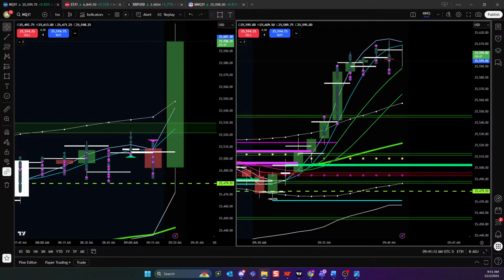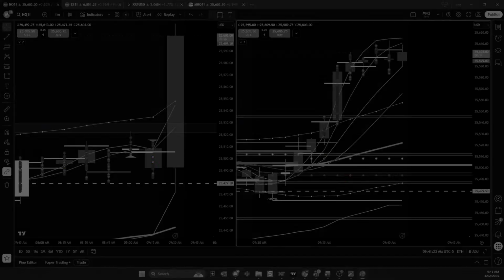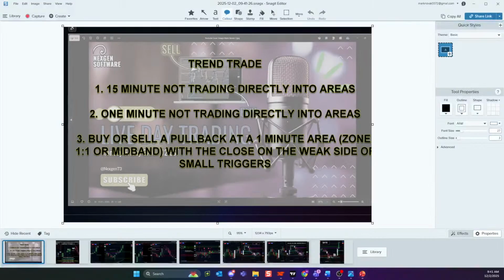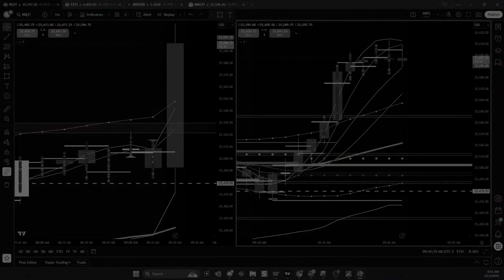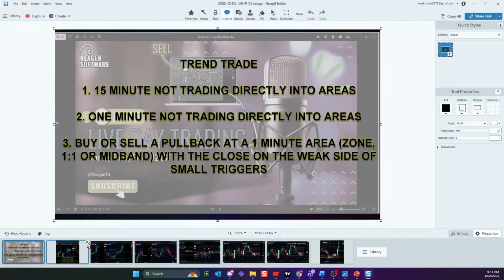Because I'm not here to tell you guys how to trade. I'm going to bring up the trend trade rules real quick so that they're a big visual for you. The trend trade rules say 1 minute not trading directly into areas. And they say buy or sell a pullback at a 1 minute area, at a zone, at a 1-to-1, or a mid band, with a close on the weak side of the small triggers.